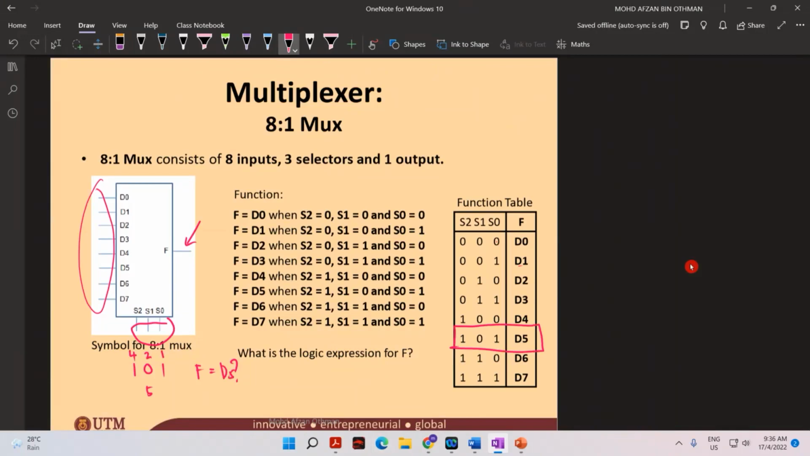Okay, let's say we put the 0, 1, 1. Okay, 1, 2, 4. Okay, so we know that is sama equal to 3. So F coming from D3. Betul tak? Yes, betul. Okay, if you put 1, 1, 1, so 1, 2, 4, which is sama dengan 7. So automatic you know that F sama dengan D7. Okay, so no need to memorize this function table. As long as you know what the selector value is, then you know that the output is coming from which input. Itu saja.